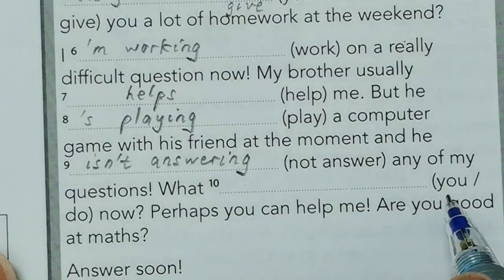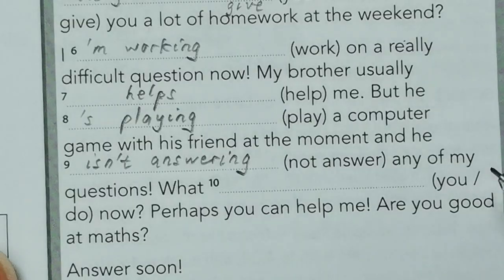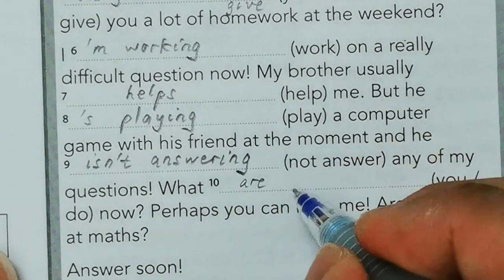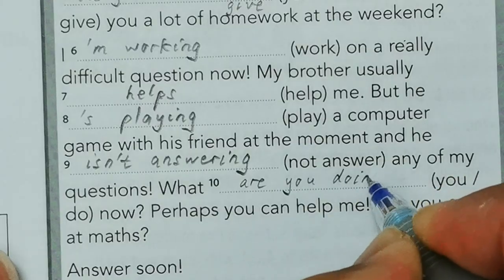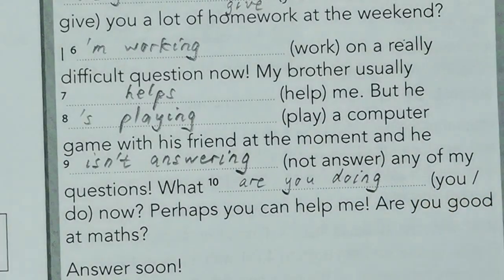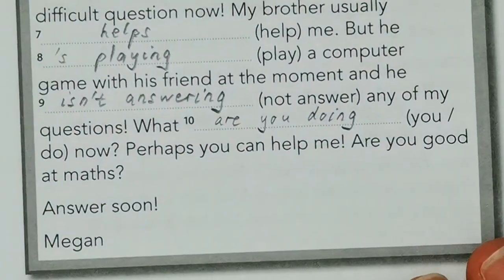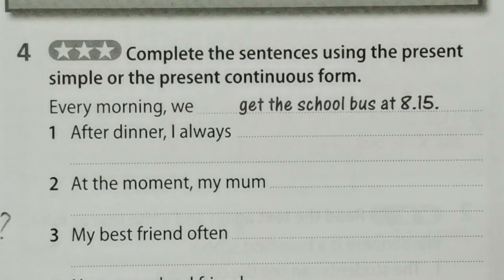So what? So we have question form here. You do now. So you need to use are you doing? What are you doing now? Perhaps you can help me. Are you good at maths? Answer soon. So Megan. So next we move on to part 4 here.